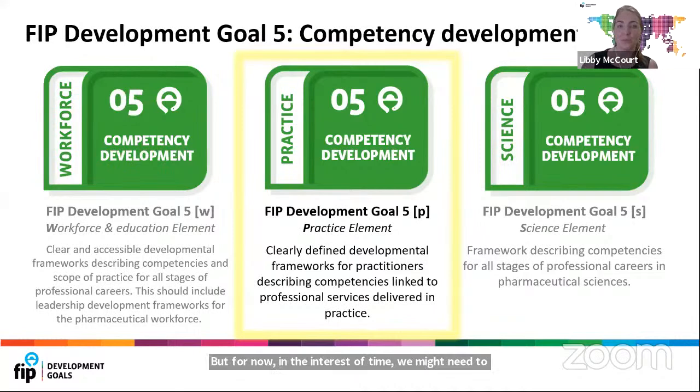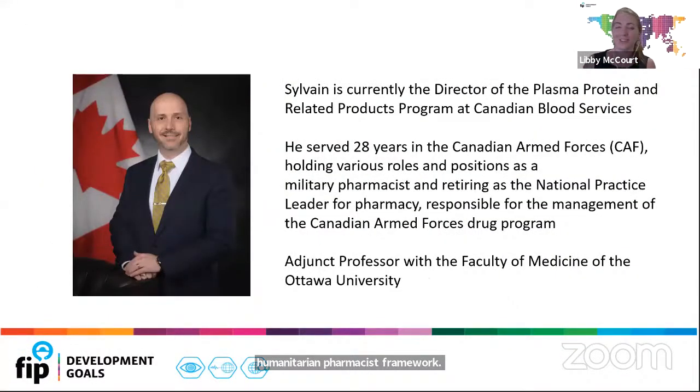So we will move now on to the practice element, and we actually have a really special event this evening in that we're going to be launching the Humanitarian Pharmacist Framework. To do this, we have two very special speakers. First up, we have Sylvain, who is currently the director of the Plasma Protein and Related Products Program at Canadian Blood Services. He served 28 years in the Canadian Armed Forces, holding various roles as a military pharmacist and retiring as the National Practice Leader for Pharmacy, responsible for the management of the Canadian Armed Forces Drug Program. He's also an adjunct professor at the Faculty of Medicine of Ottawa University.